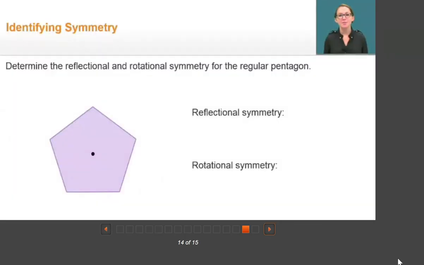Determine the reflectional and rotational symmetry for the regular pentagon. First, let's find the reflectional symmetry. Recall that a line of reflectional symmetry will be an angle bisector or a perpendicular bisector. For this regular pentagon, it seems as though the possible lines of reflectional symmetry will bisect an angle and then cross through the midpoint of the opposite side. So let's draw these lines of reflection. We'll start at one vertex, travel through the center of rotation, and end up at the midpoint of the opposite side. And we'll do this for every vertex.